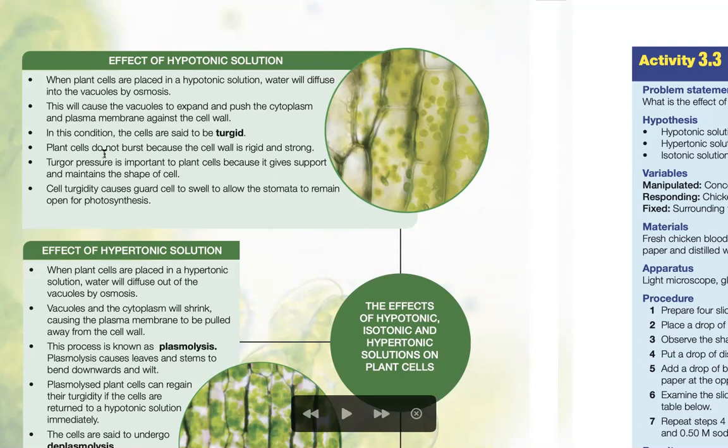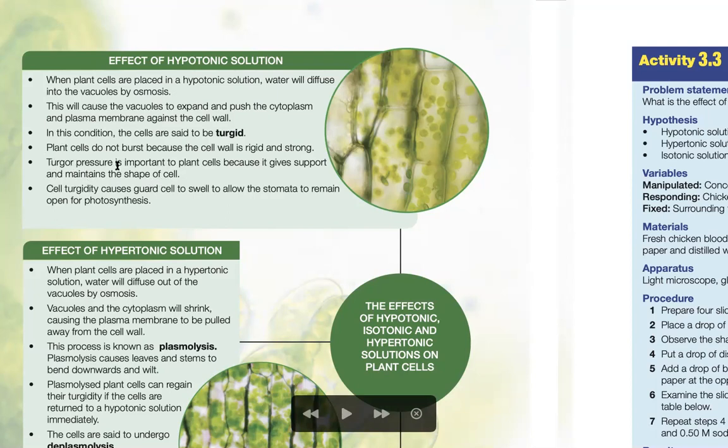Okay, tengok. The plant cell does not burst because the cell wall is rigid and strong. Tapi kalau animal cell it burst kan bila air banyak masuk. Why? Because it has no cell wall to maintain the shape of the cell. But in the plant cell there is a cell wall. So that's why the plant cell does not burst. Okay, turgor pressure is important to the plant cell because it gives support to maintain the shape of the cell.